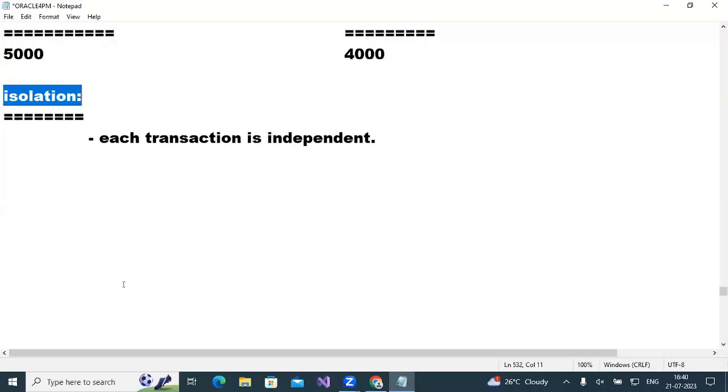Isolation means each and every transaction is independent. One transaction never depends on another. One transaction never interferes with another transaction. So that kind of interference and dependency will not occur. It will be maintained, and every transaction is individual.